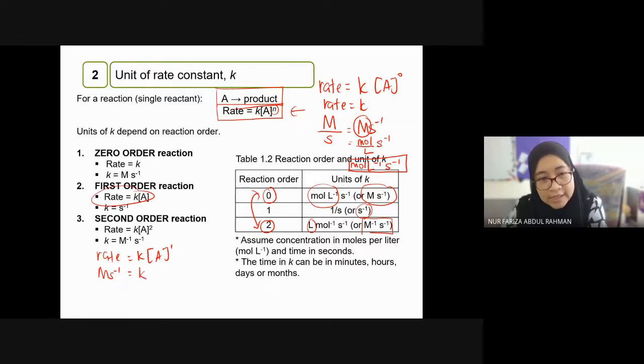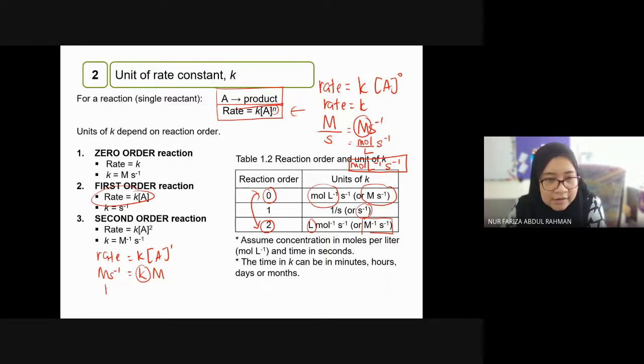k, and then what is the unit of concentration? Yeah, it is in molar or mole per liter. Remember, mole per liter also represents the concentration. But what we want is the unit of the rate constant, right? So transfer everything to the other side so that we will have k only.